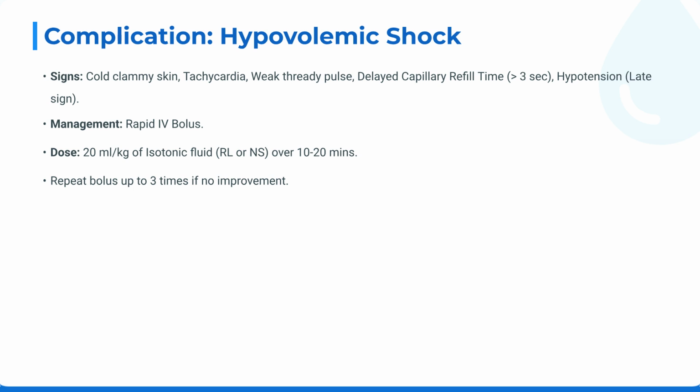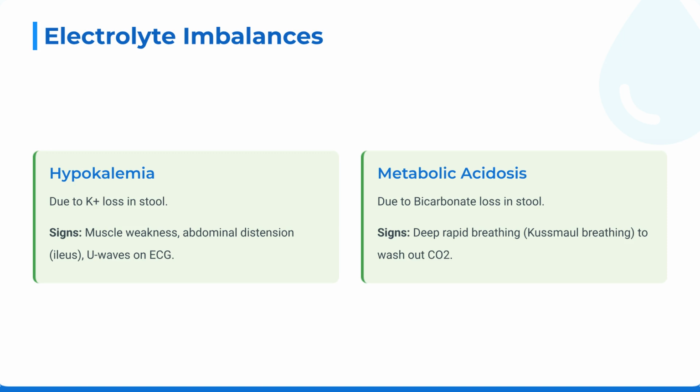Hypovolemic shock signs include cold skin, tachycardia, and delayed capillary refill time. Management requires a rapid IV bolus of 20 milliliters per kilogram, which can be repeated up to 3 times. Electrolyte imbalances include hypokalemia, resulting in muscle weakness, and metabolic acidosis, characterized by deep, rapid breathing.